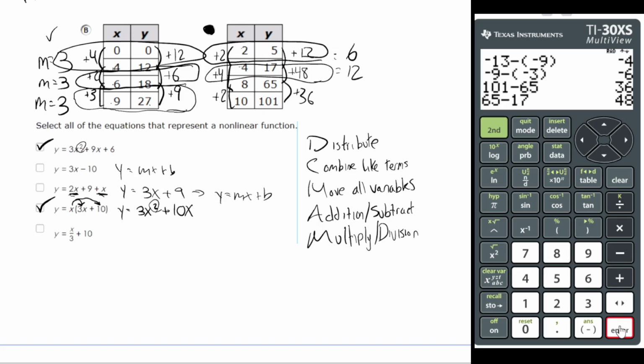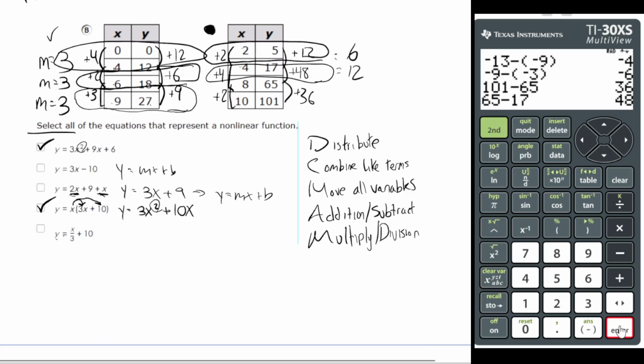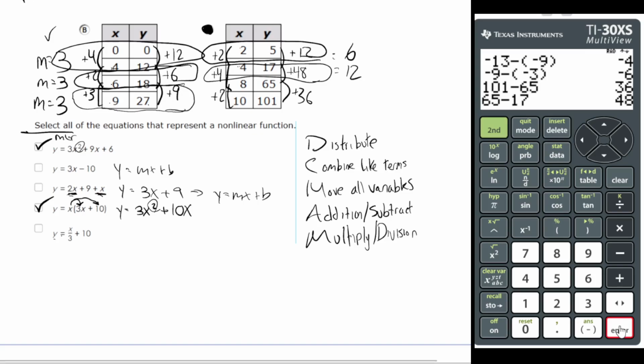That's it. Y equals x to the third plus 10. This is fine. There's no exponents. X and y are on opposite sides of the equal sign. X and y are not in denominators. Linear. So it's just these two choices. And remember, select all means more than one right answer.